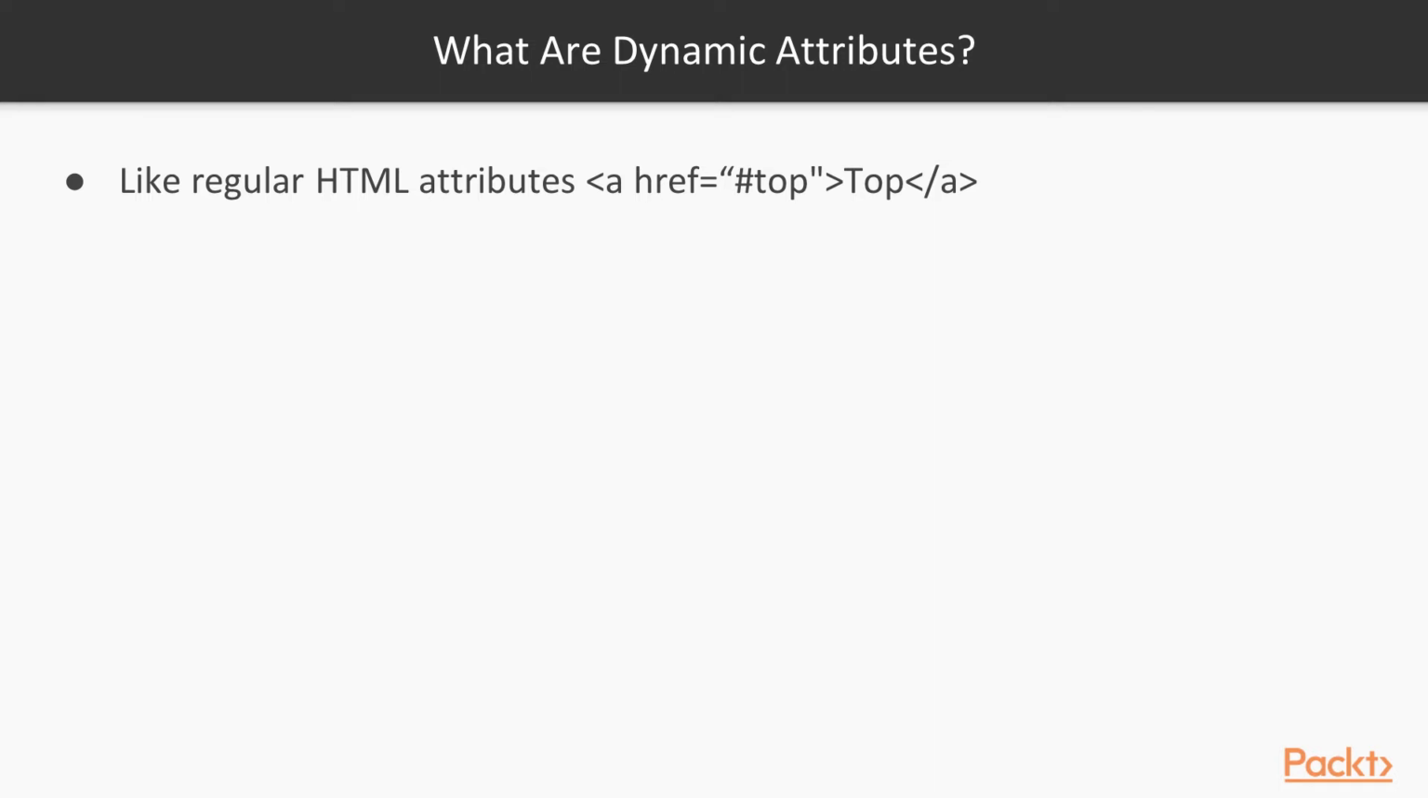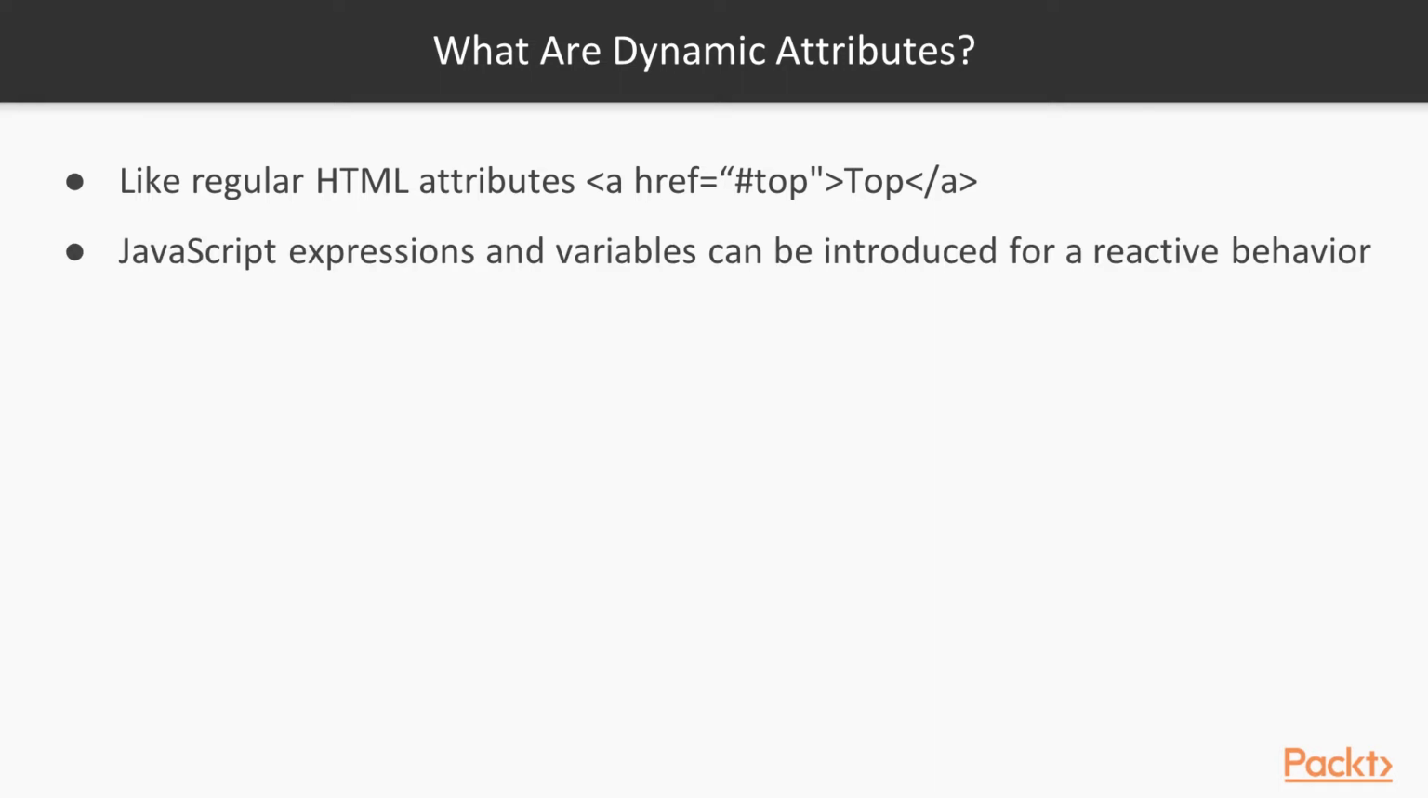Dynamic attributes have a small difference though. With the use of JavaScript, we can add logic and programming to the values of these tags. This lets us change these values dynamically according to our JavaScript code. This JavaScript code can be a variable, a reference to a JavaScript function, or even a whole JavaScript expression. It's up to us to define this behavior in the way that we see fit.